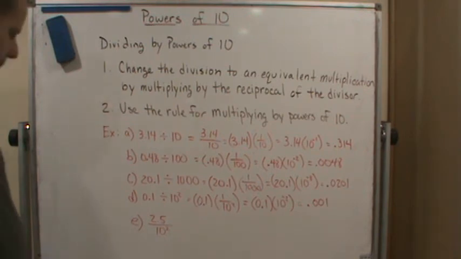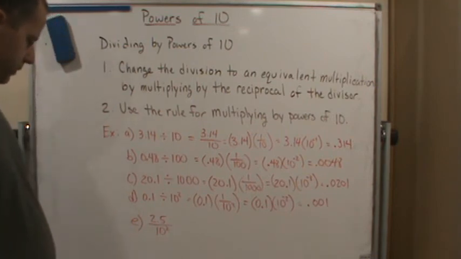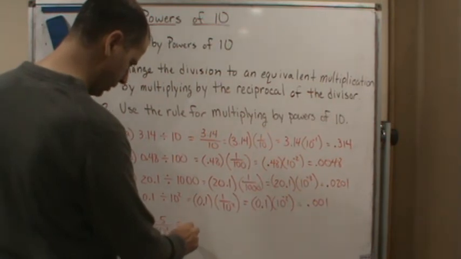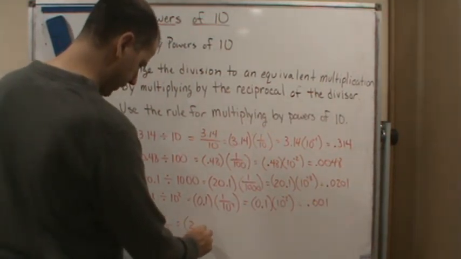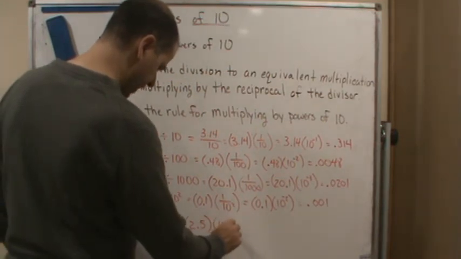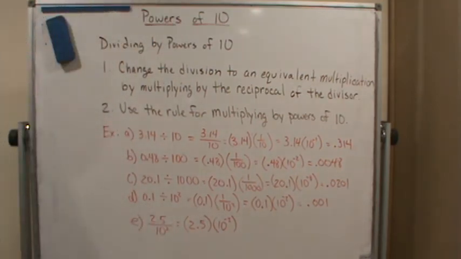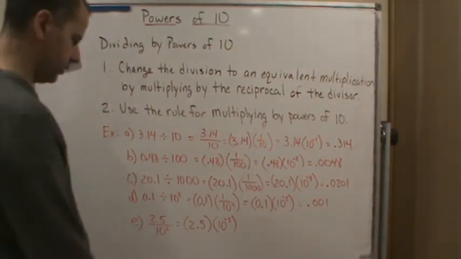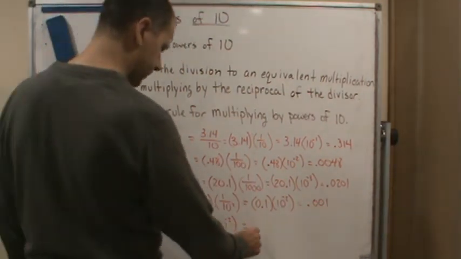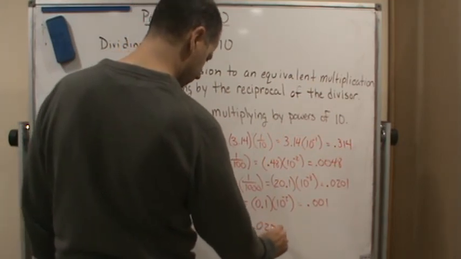And finally, here we've got 2.5 divided by 10 squared. Again, we can write this as a multiplication. So this is going to be 2.5 times 10 to the negative 2. And so again, we're going to move the decimal point to the left 2 place values. So this is going to become 0.025.